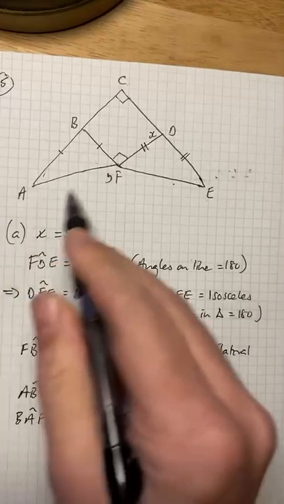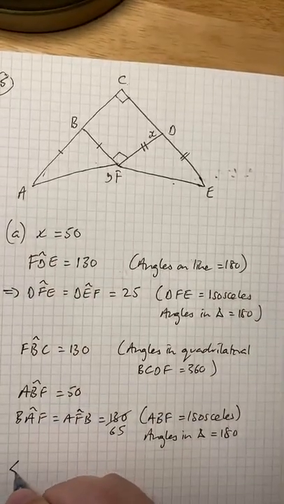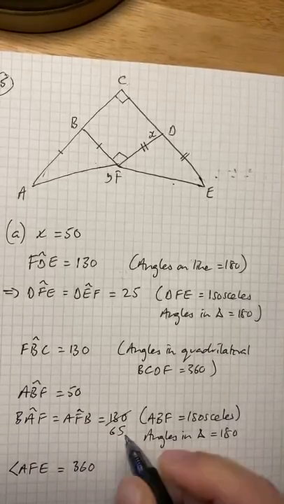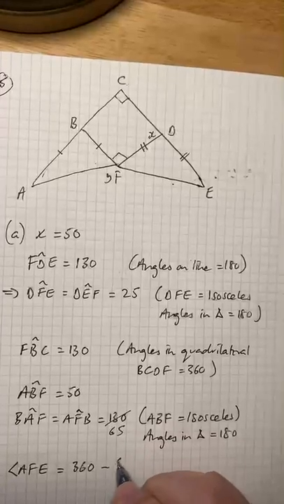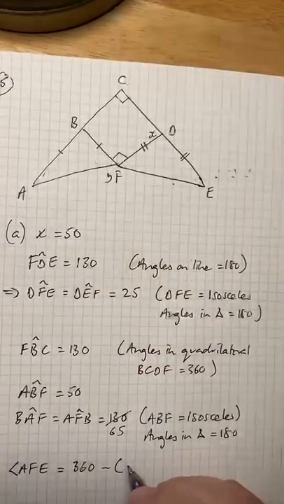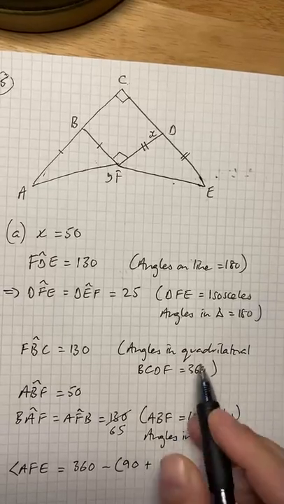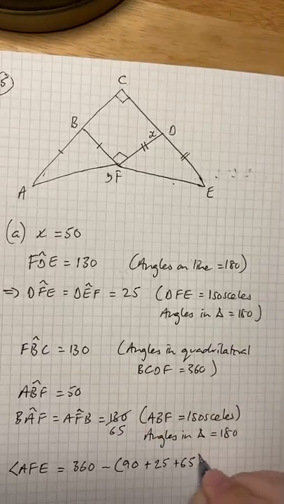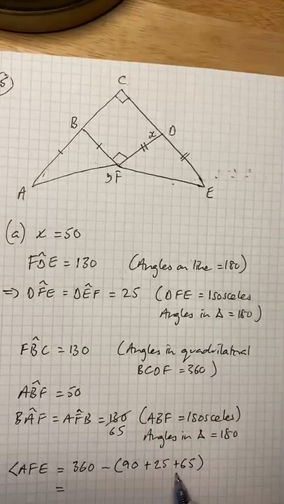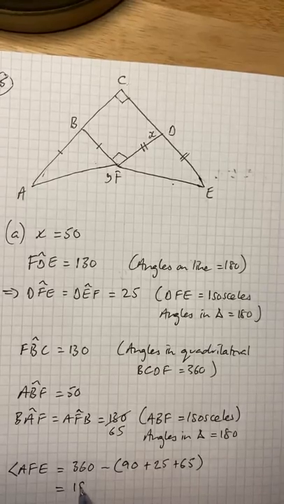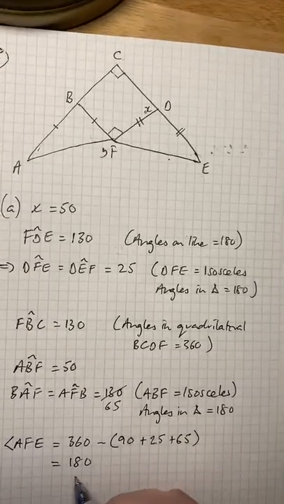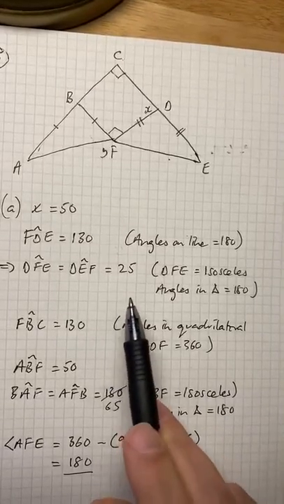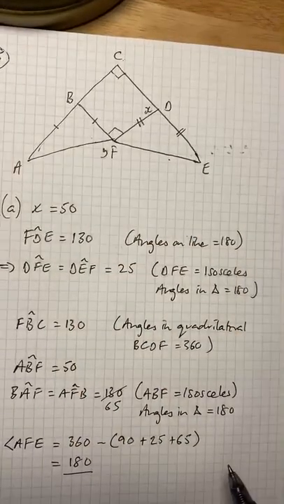Okay, so angle AFE is 360, so this whole circle, minus all the things we've worked out added up. 90 plus 25 plus 65, which is 90 plus 90, 180, so it's a straight line. It's quite a neat answer. Now what it's asking us to do is prove that that's going to be similar to whatever.